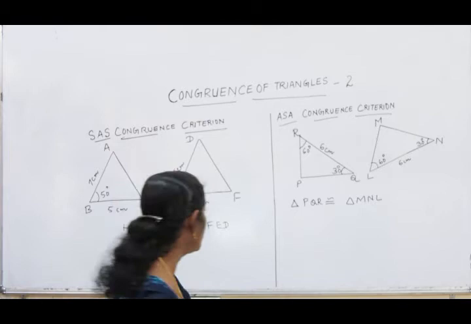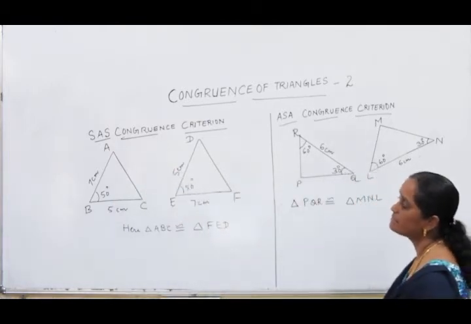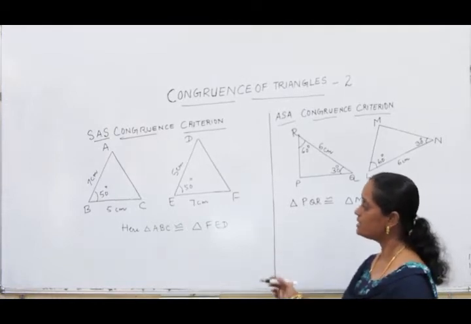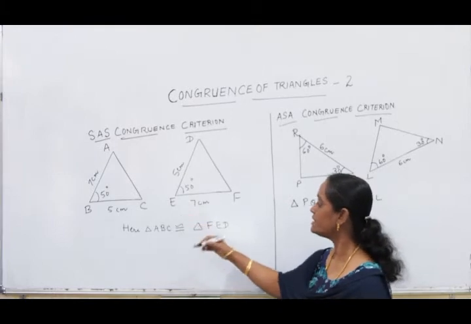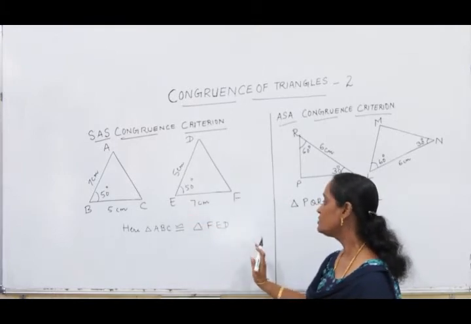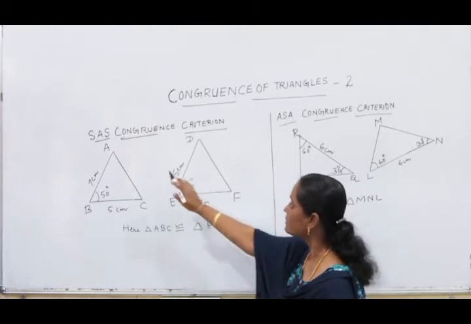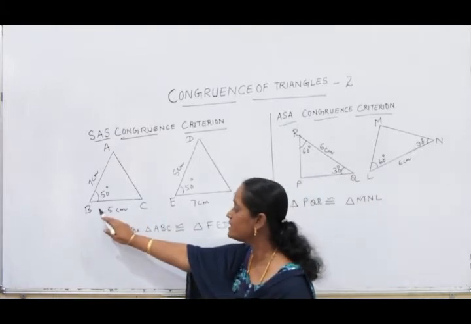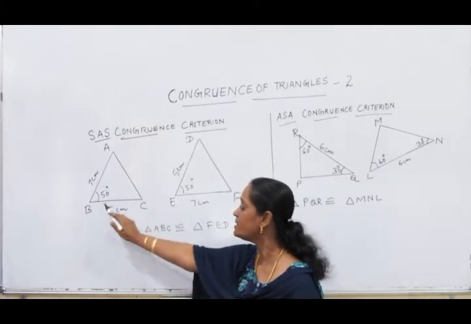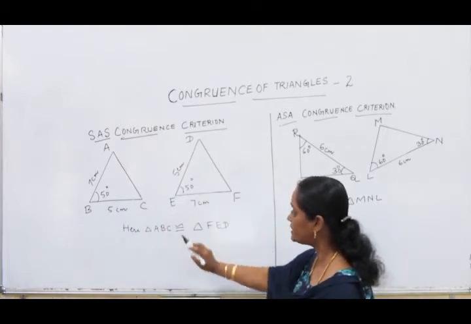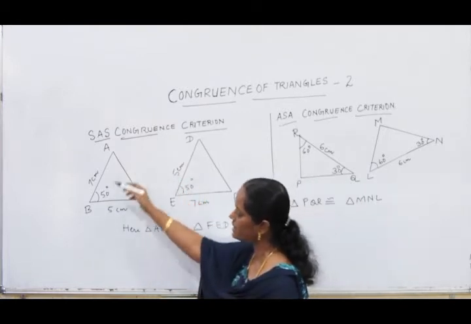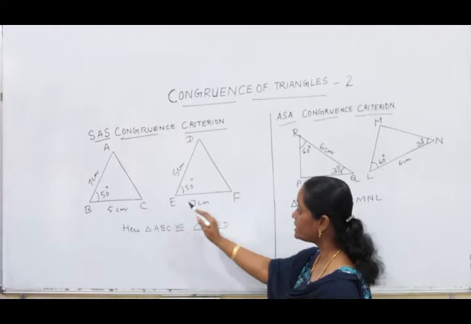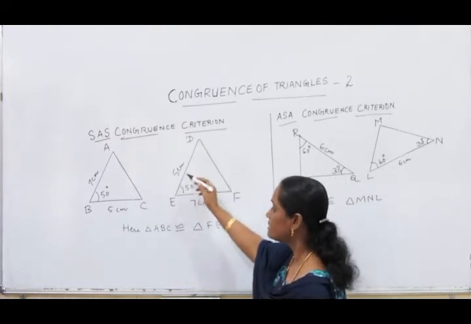Next one is SAS congruence criterion, that is side angle side congruence criteria for triangles. Here two triangles are there, ABC, and here it is FED. Here the measurements of angle A and D are not given. The measurement of angle B is given, it is 50 degree, and angle E is 50 degree. The two sides of triangle ABC are given, AB is 7 cm and BC is 5 cm. Here FE is 7 cm and DE is 5 cm.